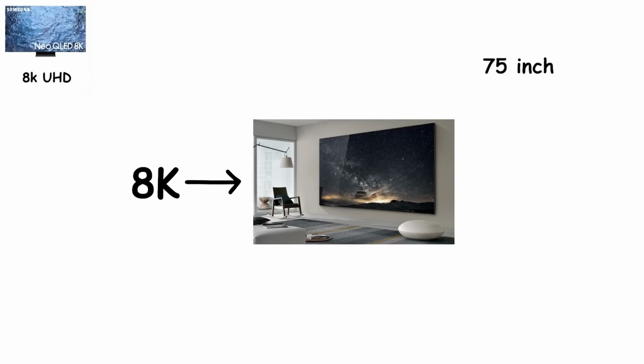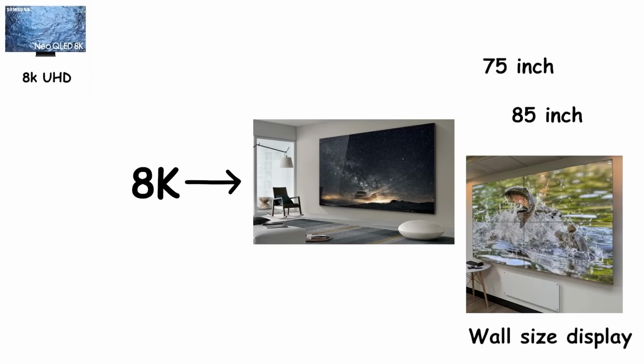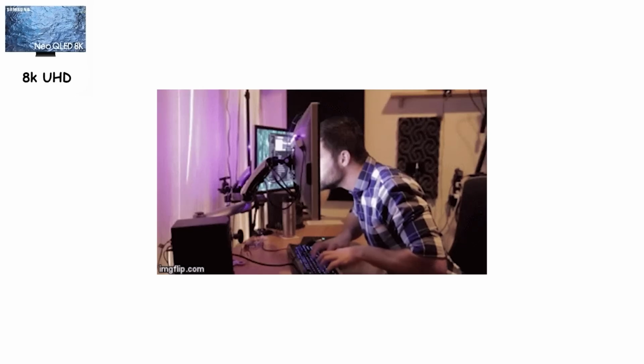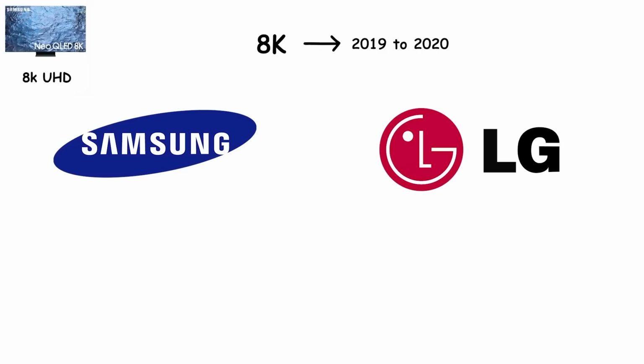8K exists mainly for very large screens. Think 75-inch, 85-inch, or massive wall-sized displays in luxury homes, showrooms, and tech demos. On anything smaller, your eyes physically struggle to tell the difference between 4K and 8K, unless your nose is basically touching the screen. 8K TVs started appearing around 2019 to 2020, with companies like Samsung and LG pushing them hard.